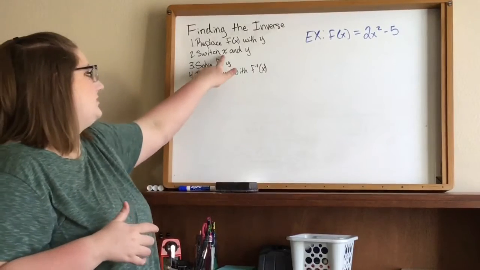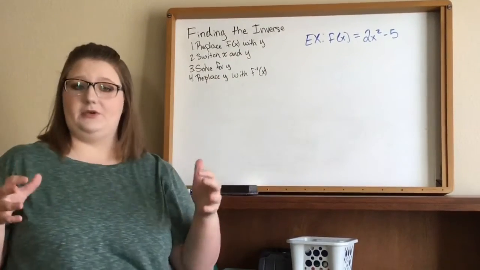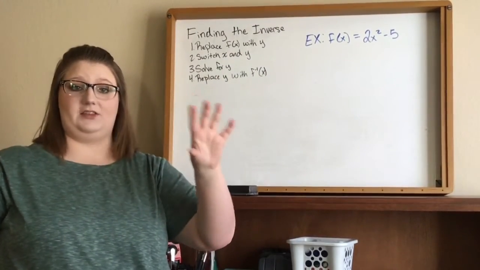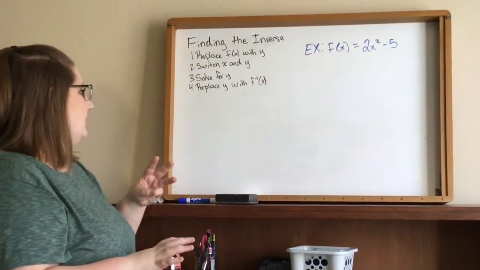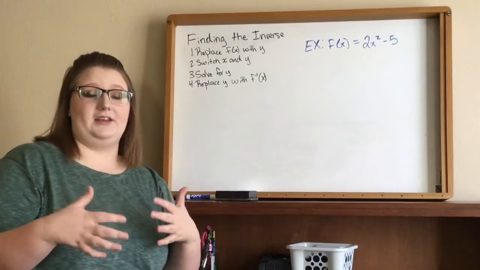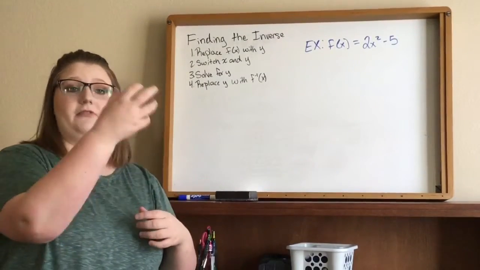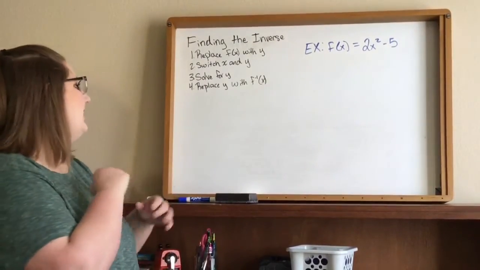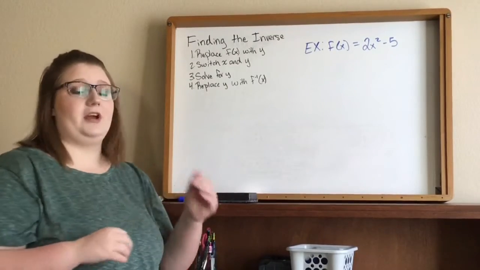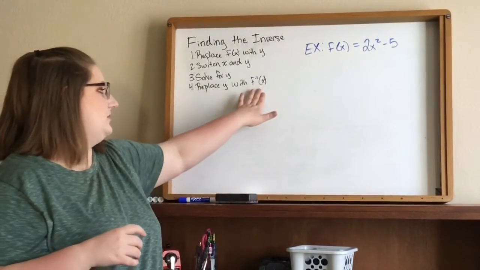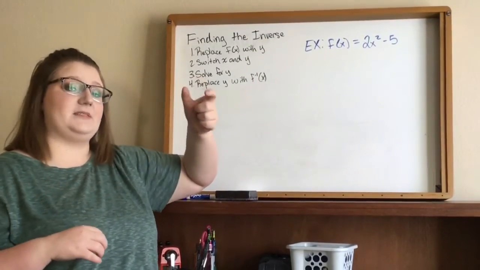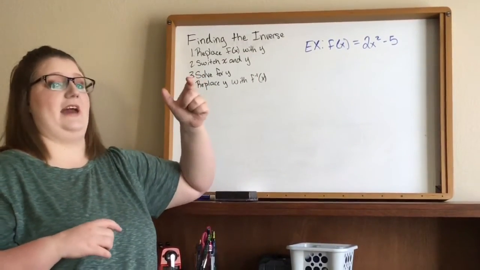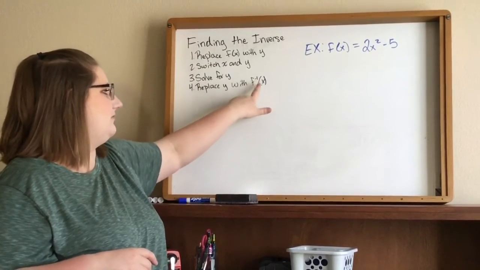Step 2, we're going to switch x and y. So in our function, we're going to take the x and the y and just swap their places around. Step 3, we then want to solve for y, so we're trying to get y by itself on one side of the equal sign. And then finally, step 4, we're going to replace y with this notation right here, f inverse of x.